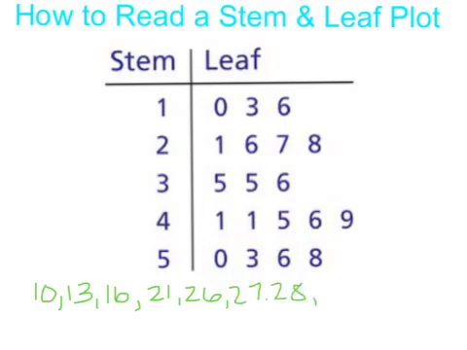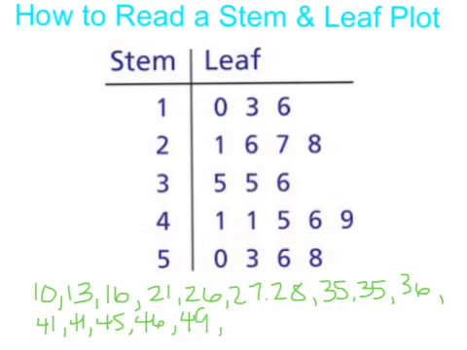The third stem represents the numbers 35, 35 because there are two 5s, and 36. And the next stem, the fourth stem, represents the numbers 41, 41 again because there's two 1s listed, 45, 46, and 49. And our last stem represents the numbers 50, 53, 56, and 58.